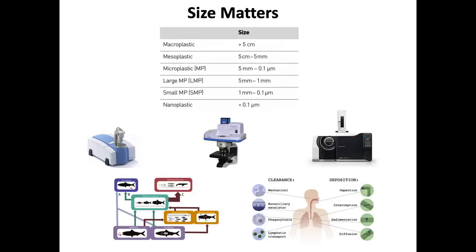Size also matters. As I said, some of these techniques are better for different sizes, but the size also matters in terms of the toxicity. This was mentioned earlier by Suzanne, and the thing with size is that it is probably important for the fate. If we are interested in whether or not a microplastic bioaccumulates or magnifies up a food web, my hypothesis is that this may only happen for the small sizes.